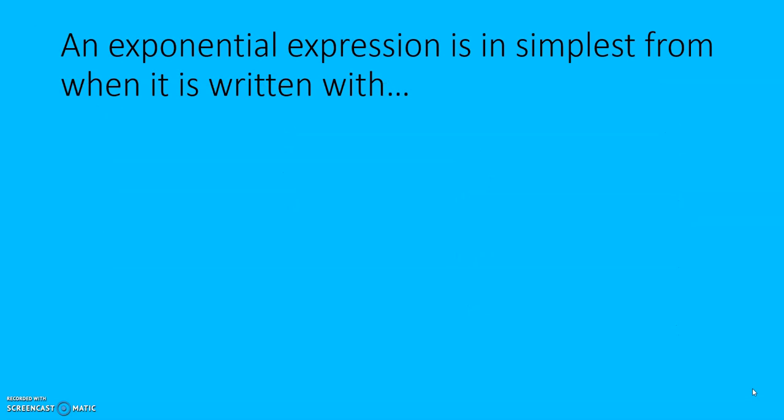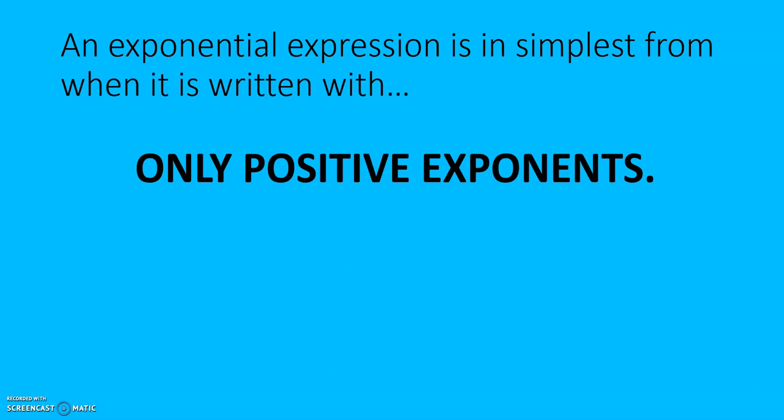An exponential expression is in simplest form when it is written with only positive exponents. X to the fifth, y to the negative seventh is not in simplest form because of that negative exponent. X to the fifth, positive exponent, stays in the numerator. Y to the negative seventh, to have a positive exponent, moves to the denominator. X to the fifth divided by y to the seventh.